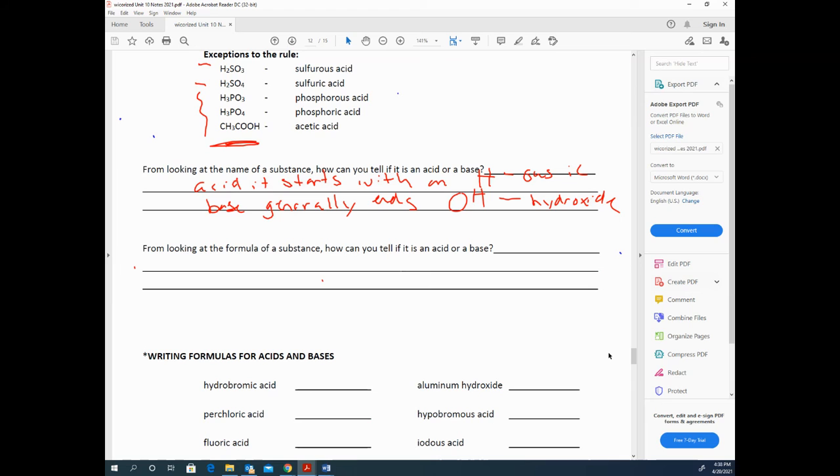From looking at the formula of a substance, how can you tell it's an acid? Oh, I just answered both questions. Okay, so up here, this one should have been the answer. So if I'm reading the name and it ends in an us or an ic, that's how I know it's an acid. If it ends in hydroxide, I know it's a base. This one goes down here. So if I'm looking at a chemical formula, it's like HCl, so it starts with H. Or it's like NaOH, sodium hydroxide. So it ends in an OH. So this is a base. This starts with a hydrogen, and so is an acid.